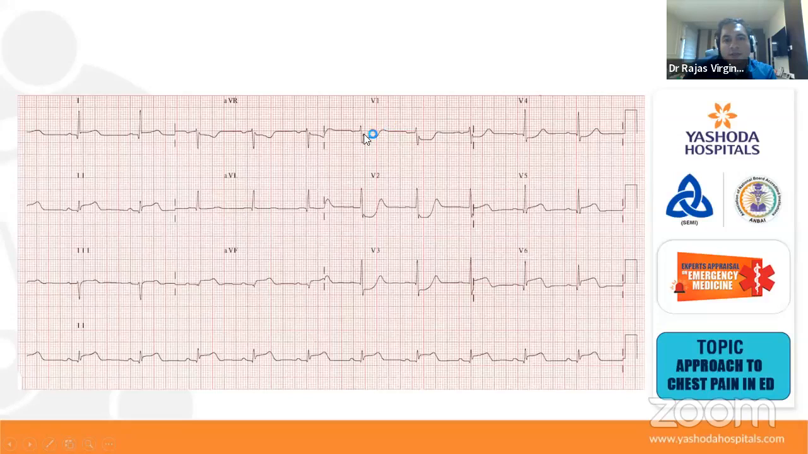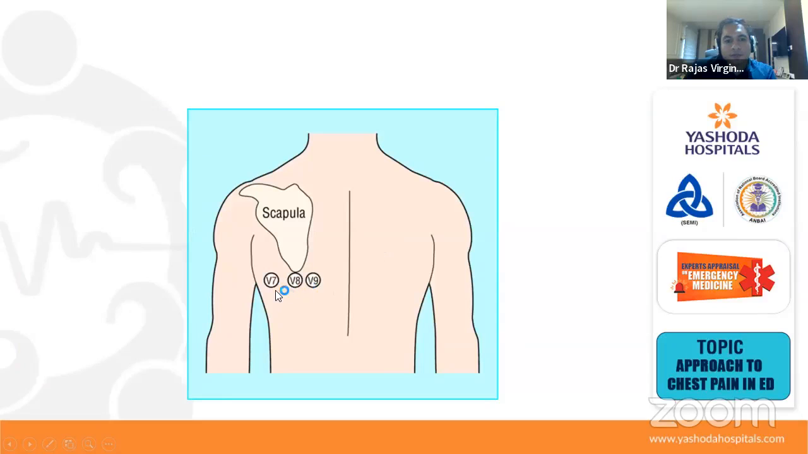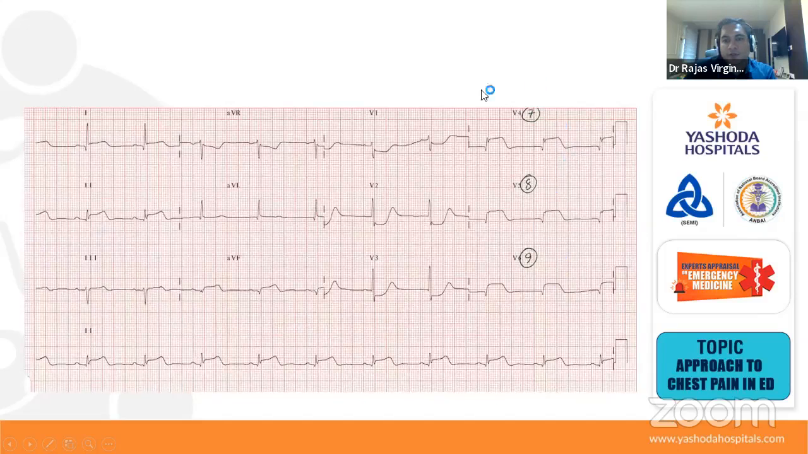In this case, especially when you see a horizontal ST depression, especially in leads V1, V2, and V3, you would want to check for posterior leads, V7, V8, and V9, which upon doing so will show evidence of a posterior myocardial infarction, which can be easily missed.